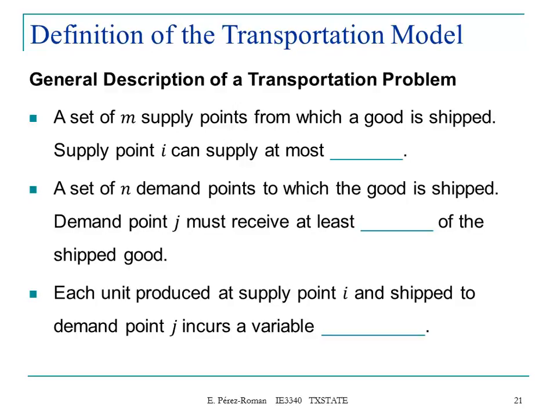Okay, so the general description of the transportation problem: a set of n supply points from which a good is shipped. Supply point i can supply at most a limited quantity of units. The same thing applies for the demand. The demand point is going to request a number of units, and each unit produced at the supply point and shipped to the demand point incurs a variable cost. So that's basically the main characteristics of the transportation problem. You have some supply nodes, you have some demand nodes, and you want to send your supply to the demand nodes by minimizing your cost.